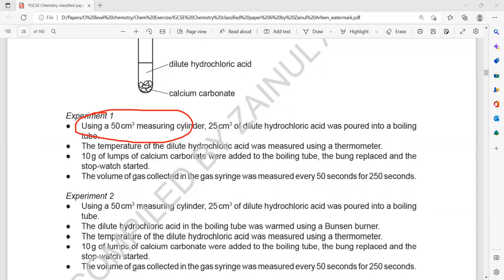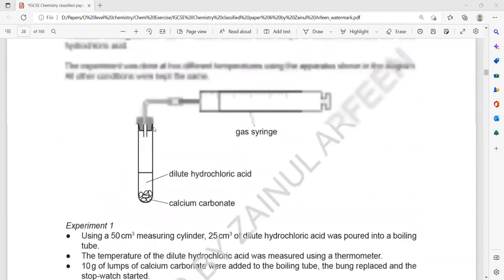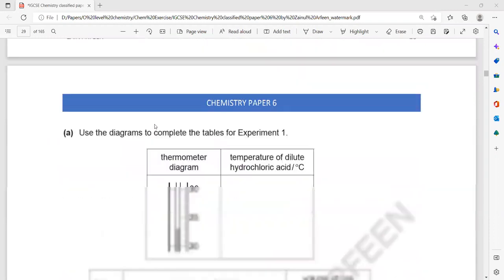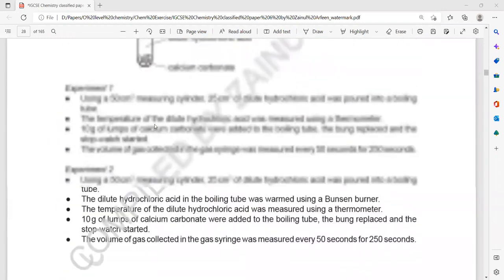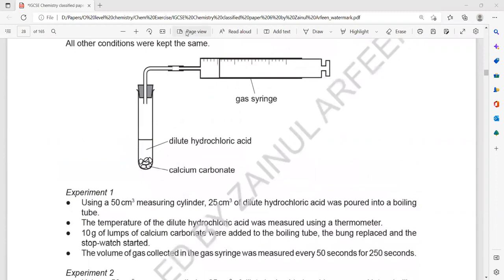First, we have to warm the acid, because we are investigating how the temperature of the acid can affect the rate of reaction. So first we had an acid at room temperature. In the second experiment, we use the acid at high temperature. So how can we keep the temperature of the acid constant here? We can use a water bath. When you use a water bath, you can maintain that constant high temperature, say 30 degrees or 44 degrees.